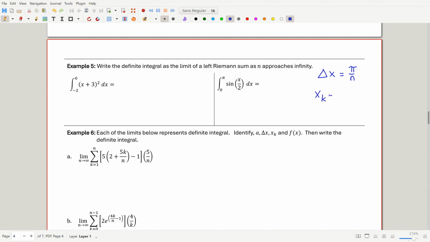xk is just a plus, this is a formula to remember, a plus delta x times k. So a in this case is 0, so I don't even need to write it. Delta x we already know is pi over n, and then I just need to multiply that by k. And now we can get to writing out what our integral equals. It's the limit as n goes to infinity. We want an infinite number of rectangles. We are taking the sum of each of those rectangles' areas. We're going to start at 1. We're going to go to n.